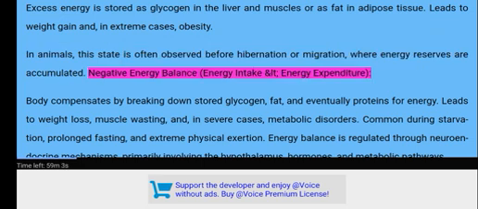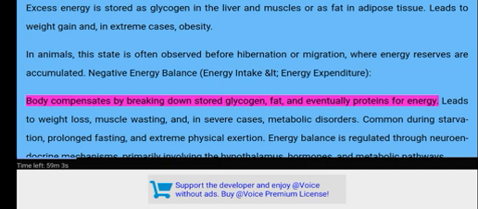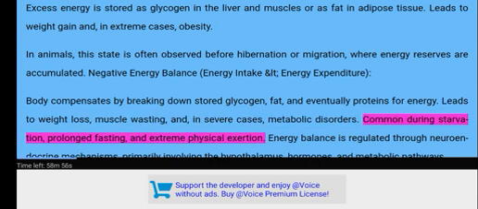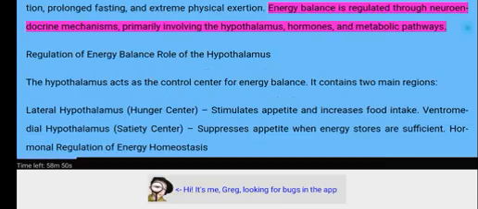Negative energy balance: energy intake is less than energy expenditure. The body compensates by breaking down stored glycogen, fat, and eventually proteins for energy. This leads to weight loss, muscle wasting, and, in severe cases, metabolic disorders. It is common during starvation, prolonged fasting, and extreme physical exertion. Energy balance is regulated through neuroendocrine mechanisms, primarily involving the hypothalamus, hormones, and metabolic pathways.